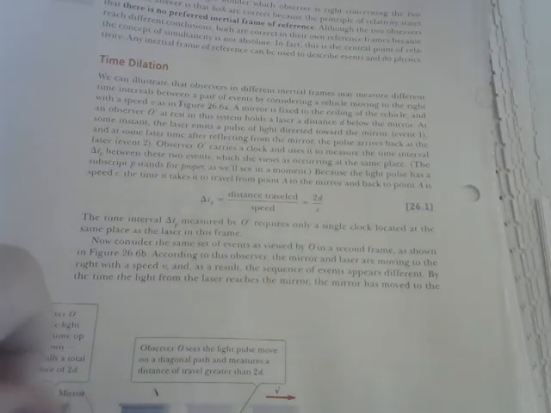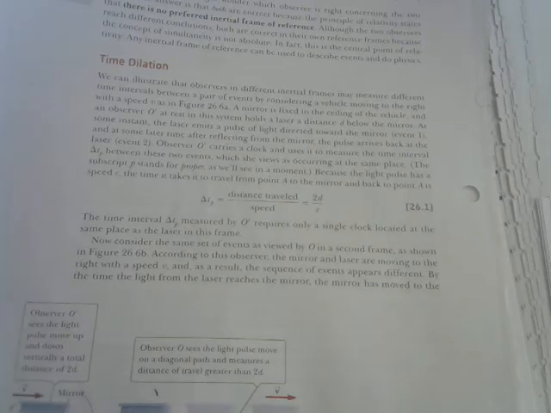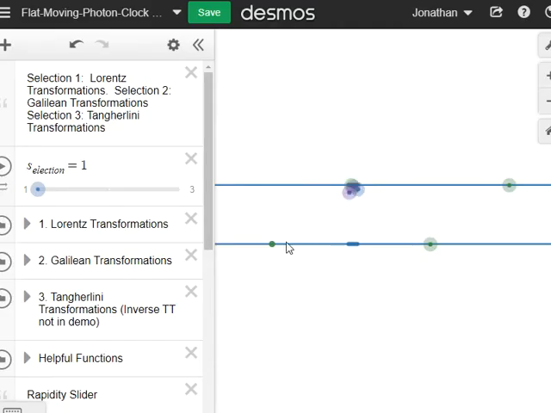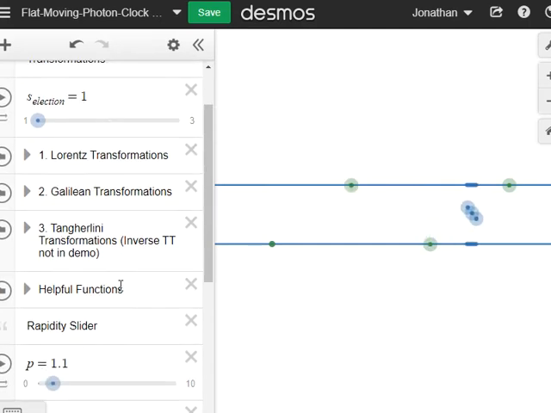And I don't want to call the distance from here to here d. Rather, let's move this down to 0. I want to call the distance from here to here d. So this is the proper time. The proper time is as the photons move from here to here and back to here. So that is going to be 2d over c.